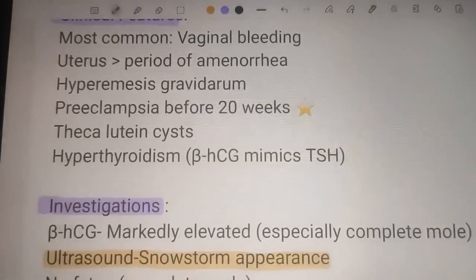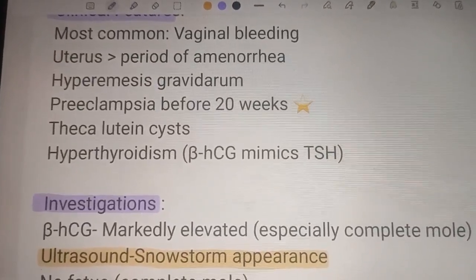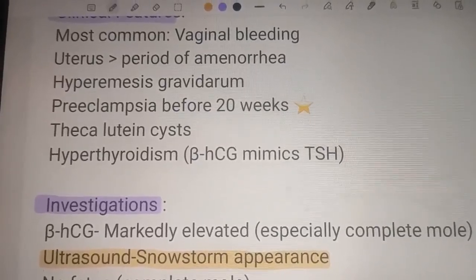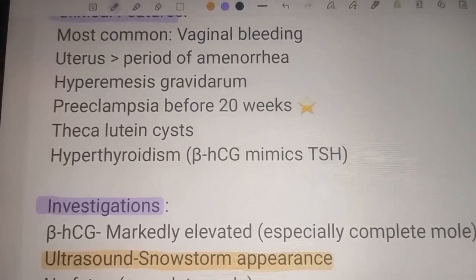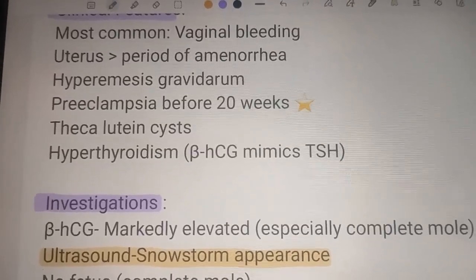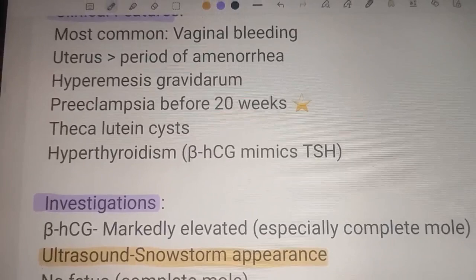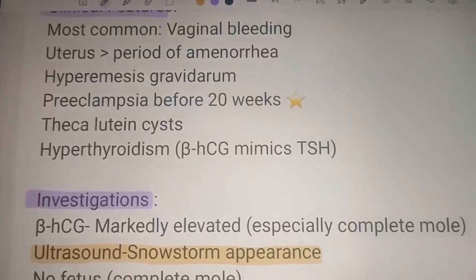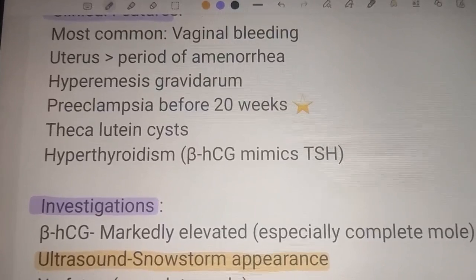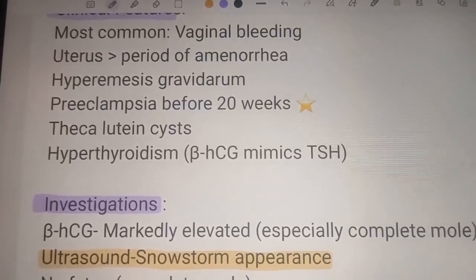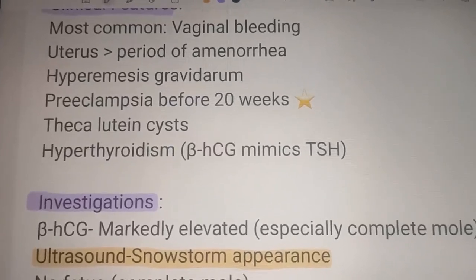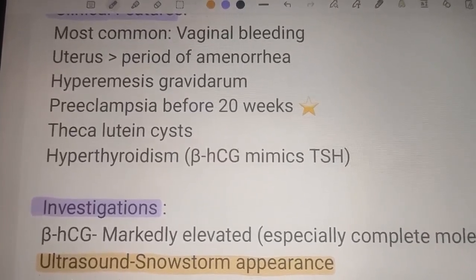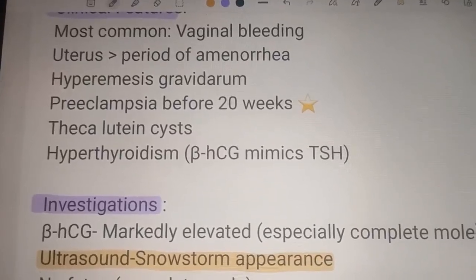On USG, there will be snowstorm appearance, and there is increase in the beta HCG, so it causes hyperemesis gravidarum. It can also cause hyperthyroidism because alpha subunit of HCG is similar to alpha subunit of TSH, and it can also cause bilateral theca lutein cyst in the ovary. These three can occur because of increased beta HCG.